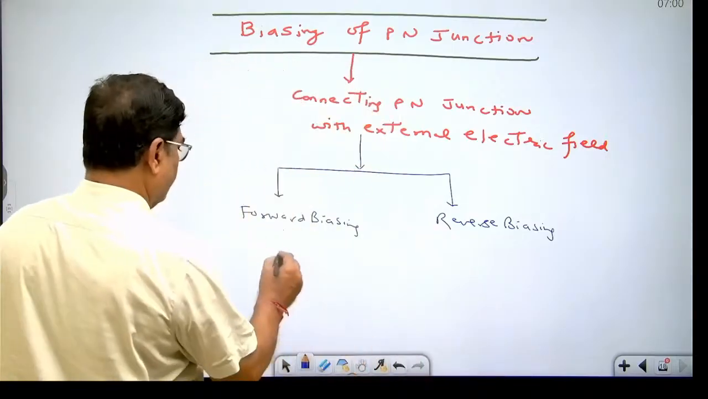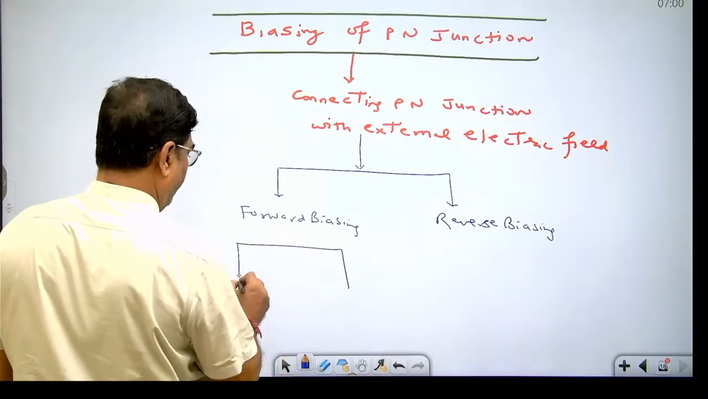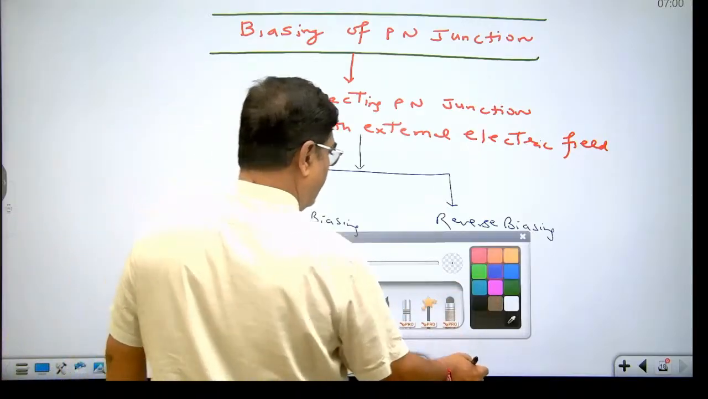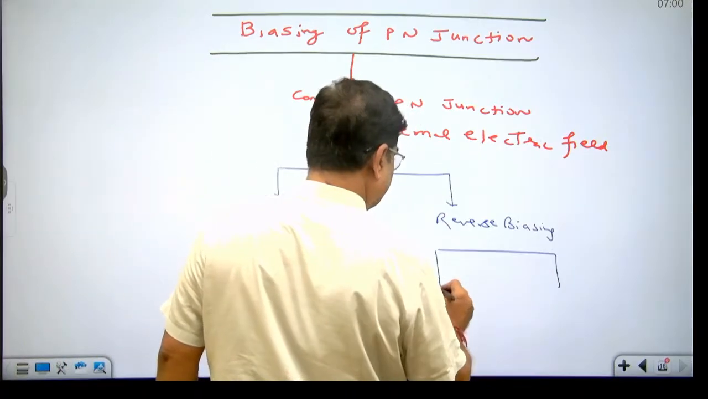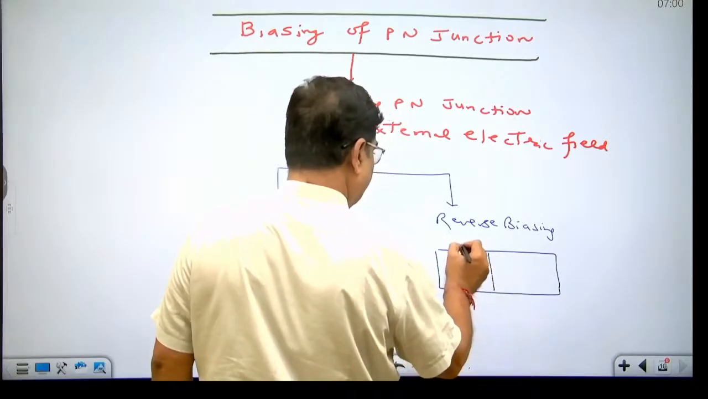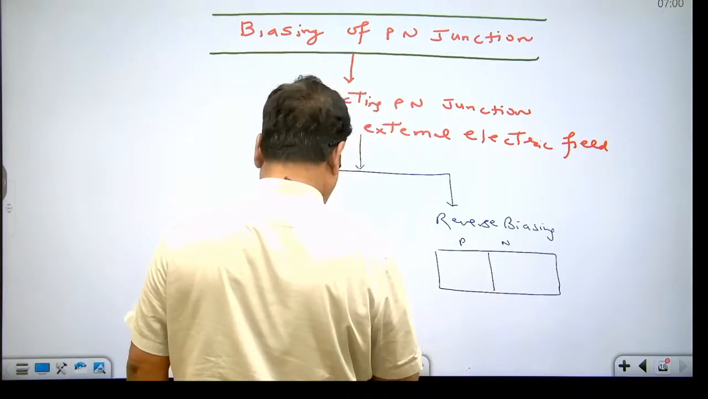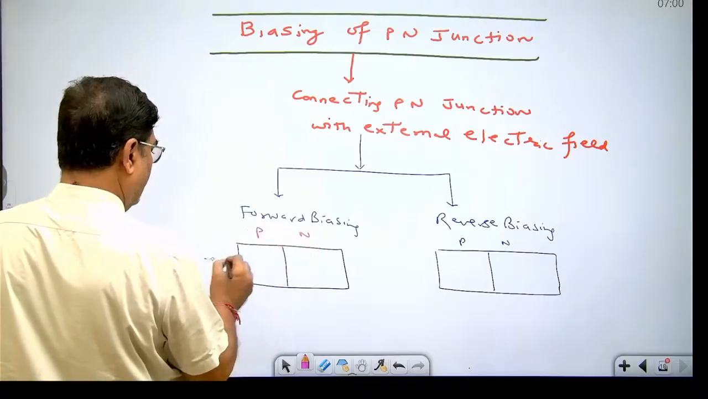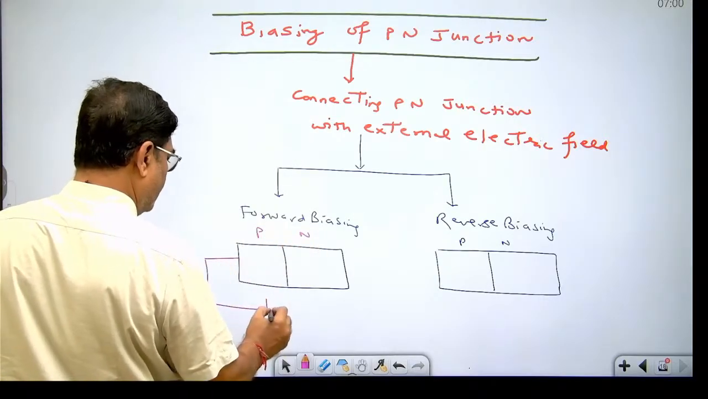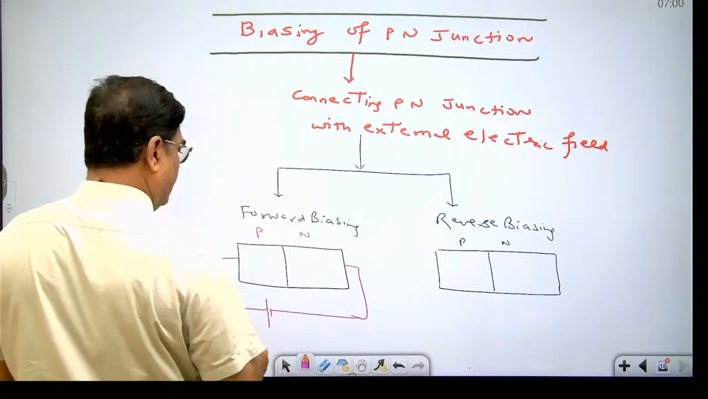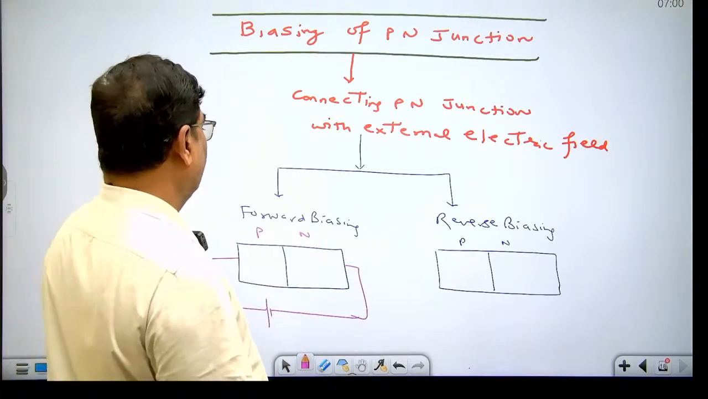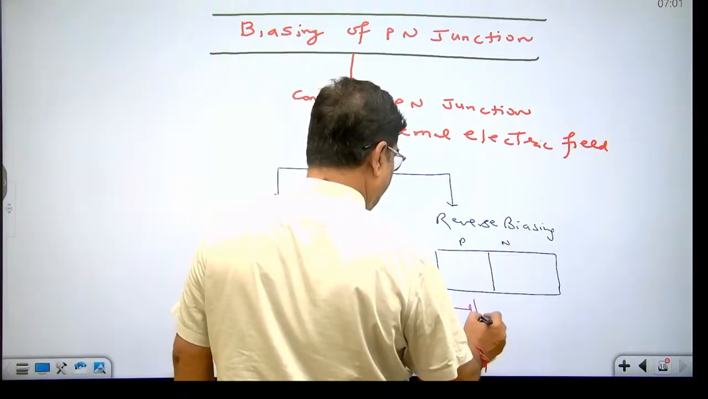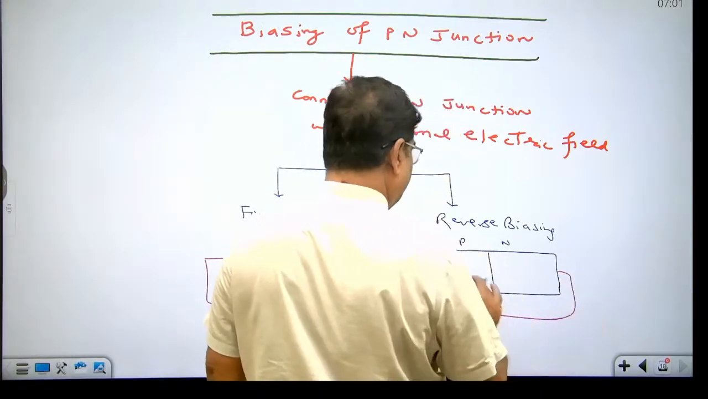This is the simple diagram of forward biasing. This is forward biasing. And this is the diagram for reverse biasing. The P part is connected to the positive terminal of the battery and the N part is connected to the negative terminal of the battery. Okay. This is forward biasing. And when the P part is connected to the negative terminal of the battery and the N part is connected to the positive terminal of the battery, this is reverse biasing.